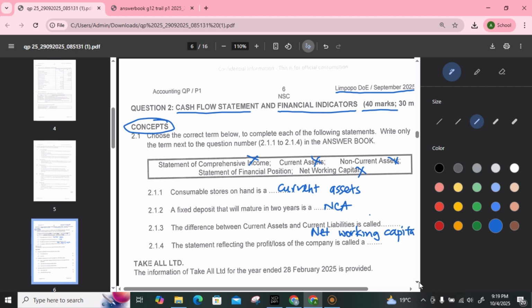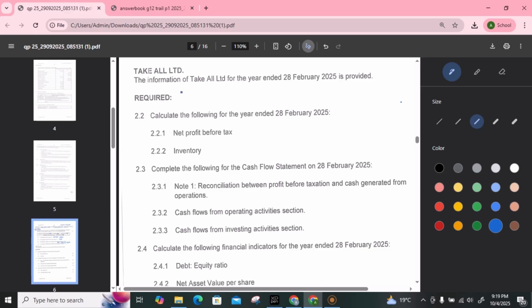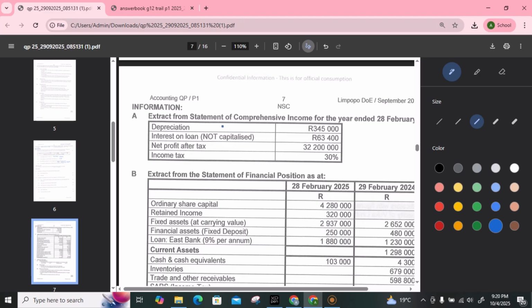If you look at the question there from 2.1, now you must deal with 2.2, Check All Limited. The information of Check All Limited for the year ended 28 February is provided, so we must check the financial year there. It is 28 February 2025. Calculate the following for the year ended 28 February 2025: net profit before tax. We must also calculate inventory. So on the given information item A, you'll see that you have depreciation, interest, net profit after tax, and income tax of 30%.